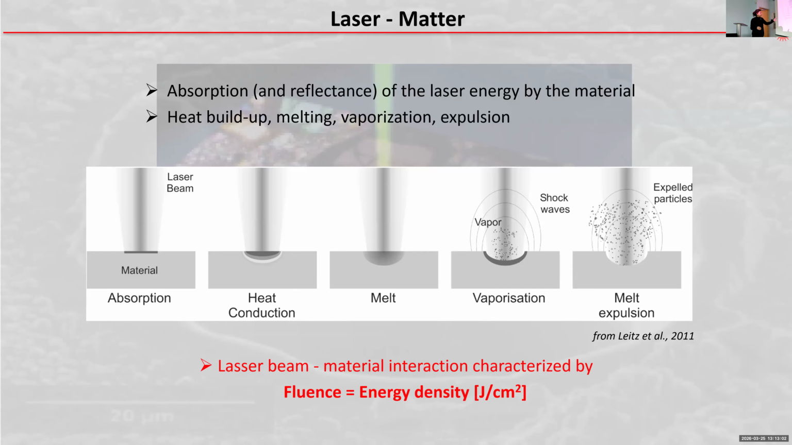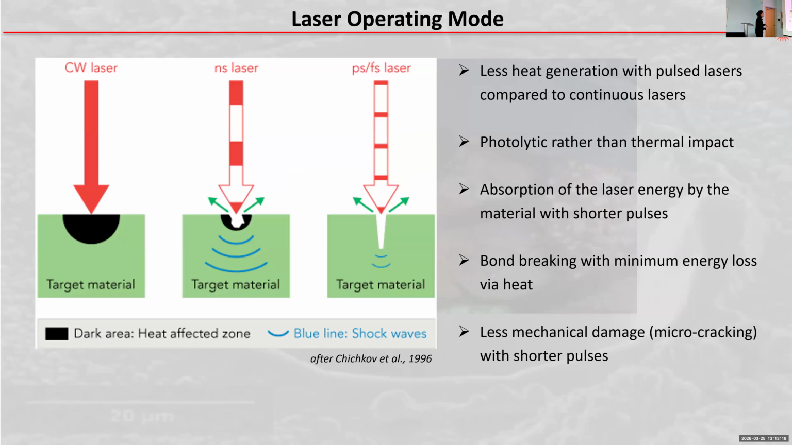All of these processes are described, very broadly, by one physical parameter. It's called the energy density on the sample surface, also called fluence. What really makes the difference between lasers is that you have continuous wave lasers. That means there is no pulsing. The laser is a continuous wave. It does not appear in small pulses.